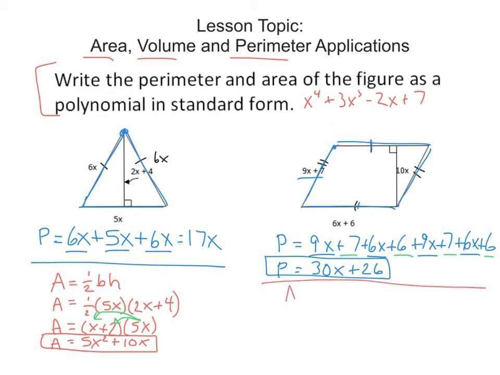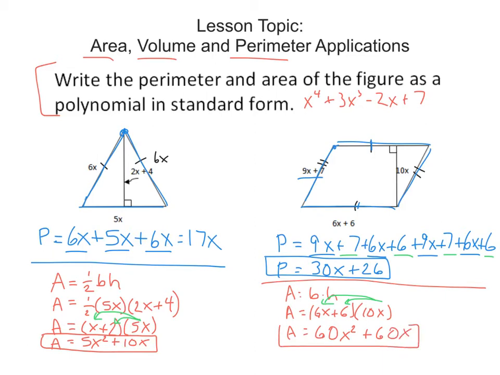The area formula for a parallelogram is base times height. So the base is 6x plus 6, and the height is 10x. Again, we're just going to distribute then. We have a binomial, 6x plus 6, and we have a monomial, 10x, so we can distribute that 10x to both of our terms. So area equals 60x squared, because 6x times 10x is 60x squared, plus 60x, because 6 times 10x is 60x.